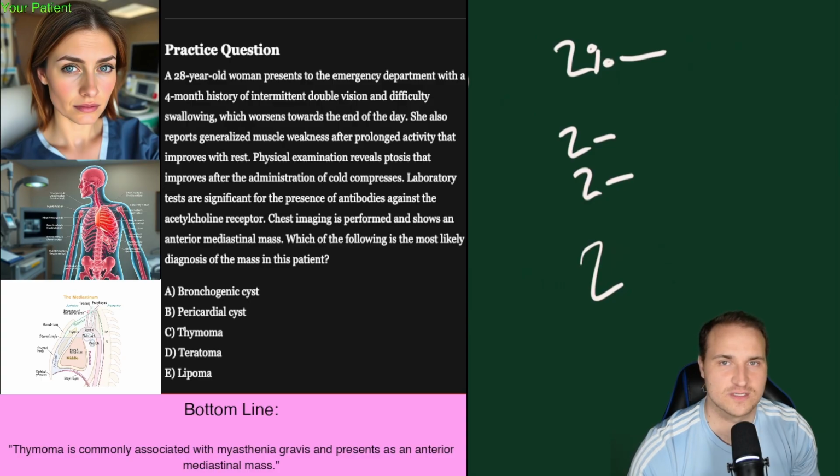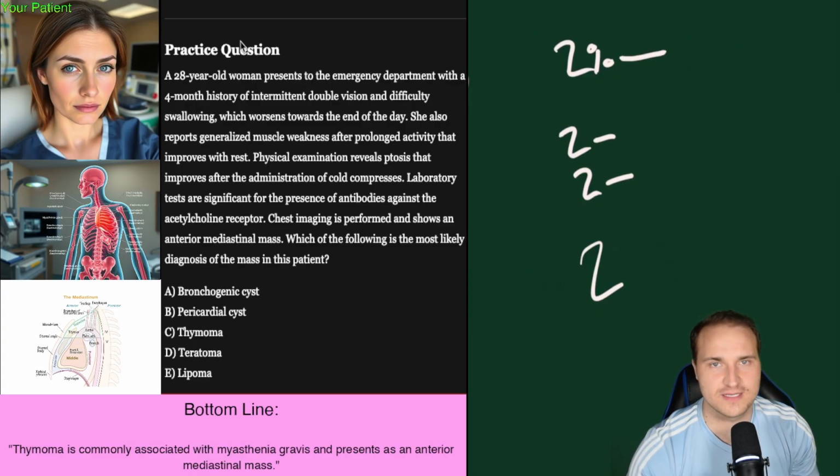Physical examination reveals ptosis that improves after administration of a cold compress. Lab tests are significant for the presence of antibodies against the acetylcholine receptor. Very nice of them to say that. Chest imaging is performed and shows an anterior mediastinal mass. Which of the following likely is the diagnosis for the mass in the patient?